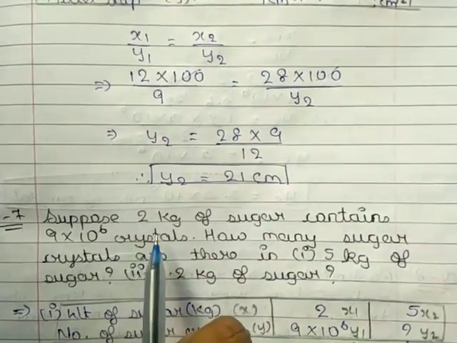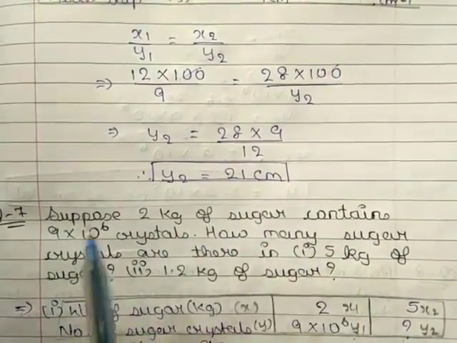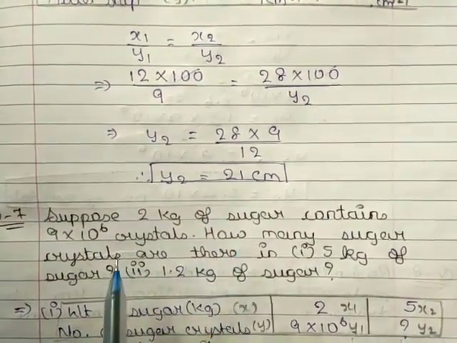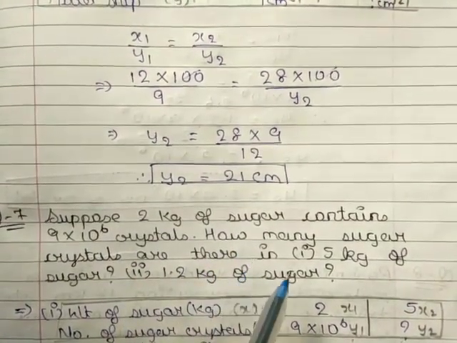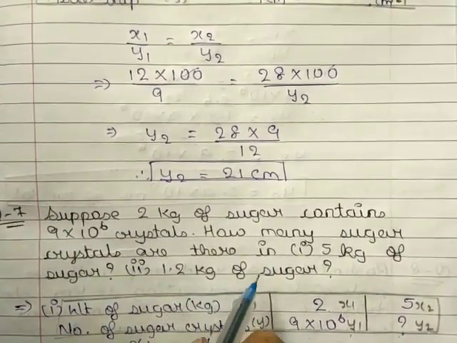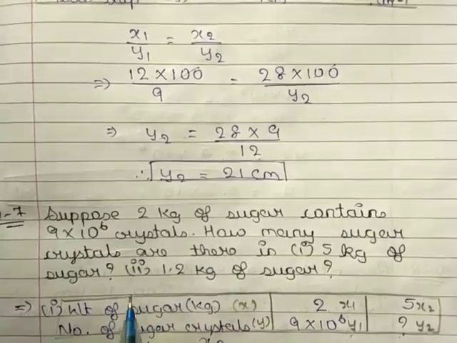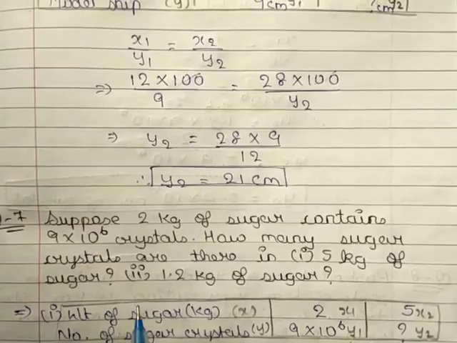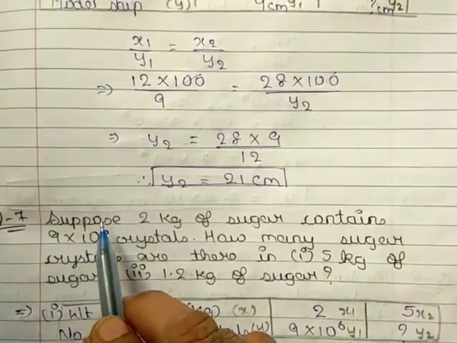Question 7. Suppose 2 kg of sugar contains 9 multiplied by 10 raised to 6 number of crystals. How many sugar crystals are there in 5 kg of sugar? And second is 1.2 kg of sugar. So the weight of the sugar is given to us, and the number of crystals present in that particular sugar is given, that is 9 multiplied by 10 raised to 6.